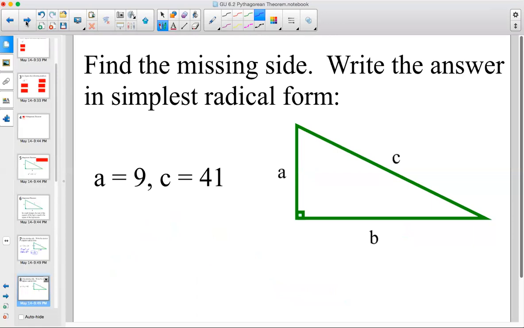Okay, here's one where we got A equals 9 and C equals 41. Right, so this is one where we're given a leg and the hypotenuse. So we're going to set this up a little different. We got 9 squared plus B squared equals 41 squared.